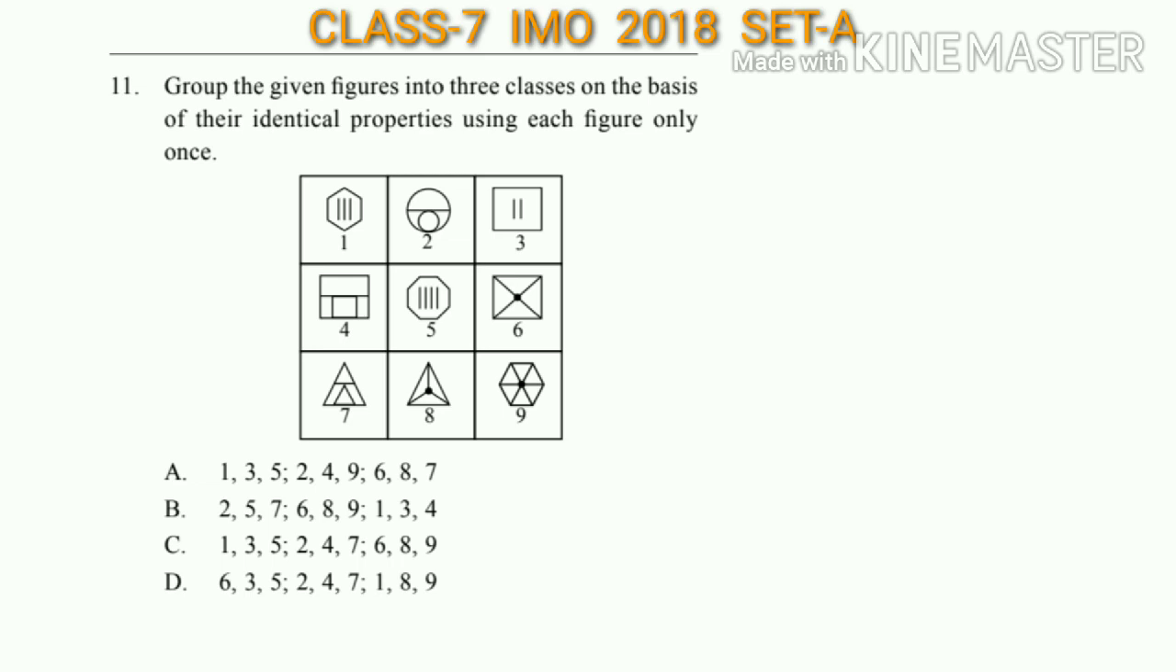Now question number 11. Group the given figures into 3 classes on the basis of their identical properties, using each figure only once. Look at the figures. Figures 1, 3 and 5 are identical. 2, 4, 7 are identical, and 6, 8, 9 are identical. So the answer will be option C.